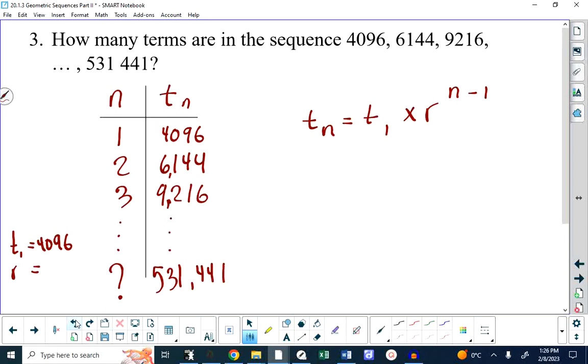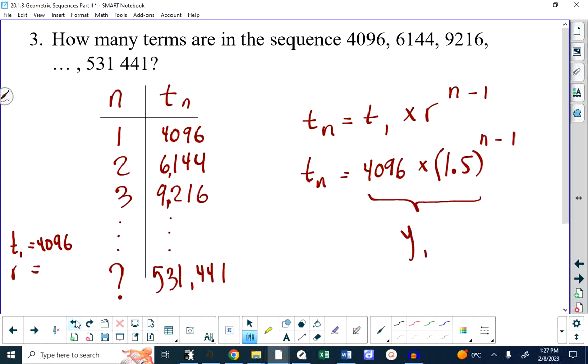So I put in the first term, 4096, multiplied by the common ratio of 1.5. I think we have permission to just go 1.5 to the n minus 1. Well, put this in your calculator for y1 and find out what value of n, which will be x, gives you 531,441.